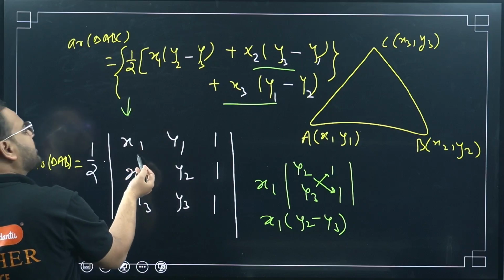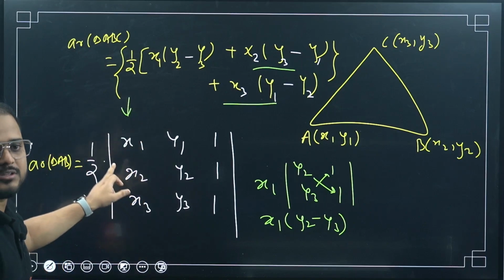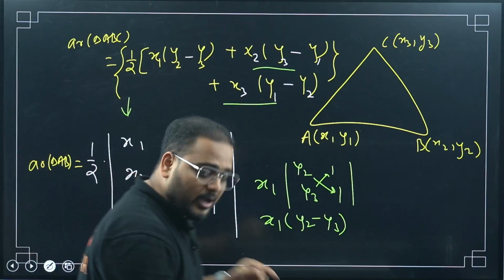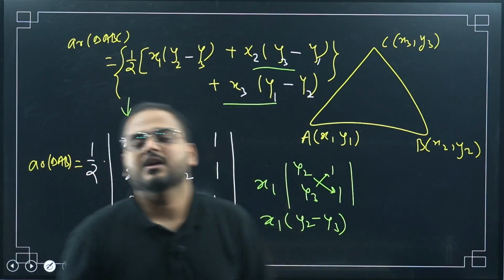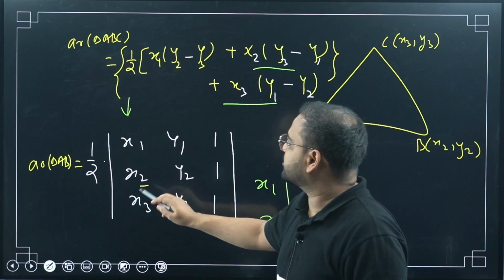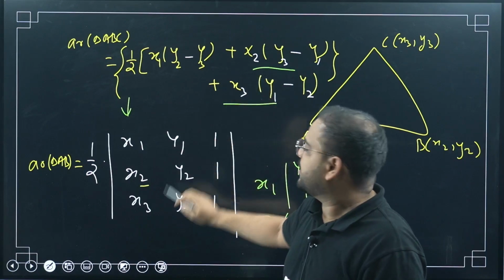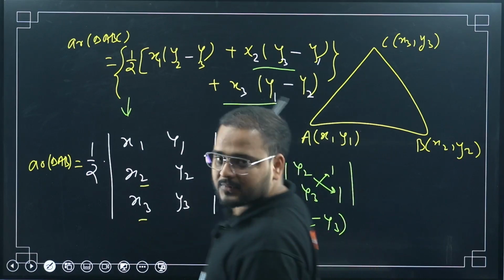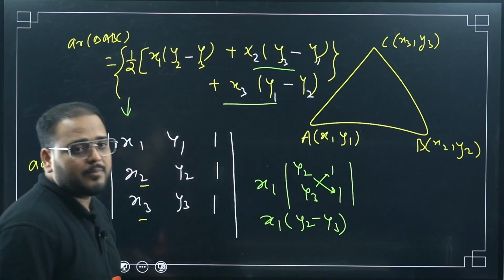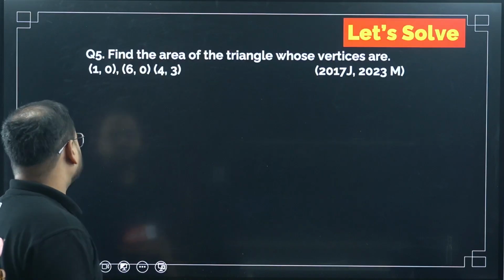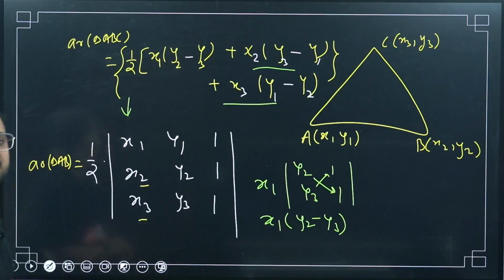I said open for x1, check across column number 1. First you open for x1, you get like this, then if you open for x2, you'll get this result. If you open for x3, you'll get this result, x3 times y1 minus y2. No problem, same thing, I'm going to use it in the question. I hope this is visible, right? This is visible, no? Yes.